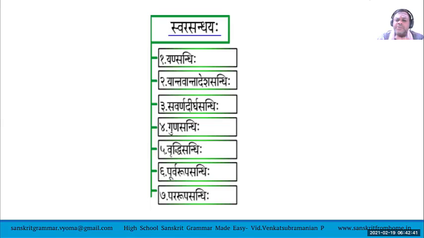Now, there are different types of swara sandhis, which we'll be studying from the next class. Yan Sandhi, Ayavayavadesha Sandhi, Savarna Dirgha Sandhi, Guna Sandhi, Vriddhi Sandhi, Purva Rupa Sandhi, Para Rupa Sandhi. These are the 7 sandhis that we will be studying under swara sandhi in this course.